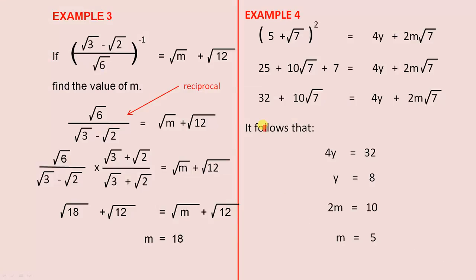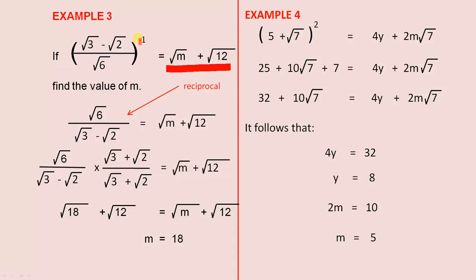Example 3. This is a little bit tricky, this one, but it'll be straightforward if we follow it closely. The square root of 3 minus the square root of 2 over the square root of 6 to the power of minus 1 equals those terms there. Now we have to find the value of m. So we're given that equals that, we have to find m.